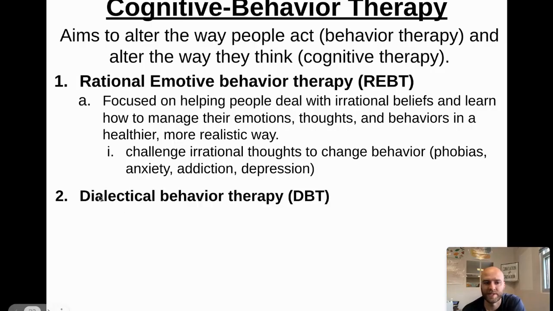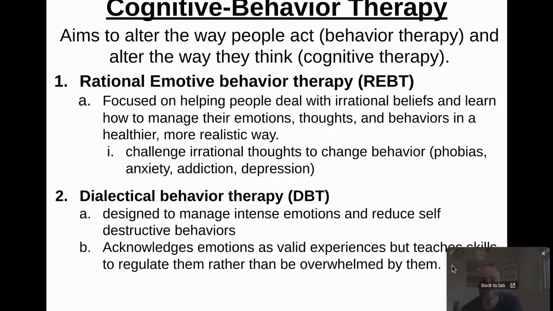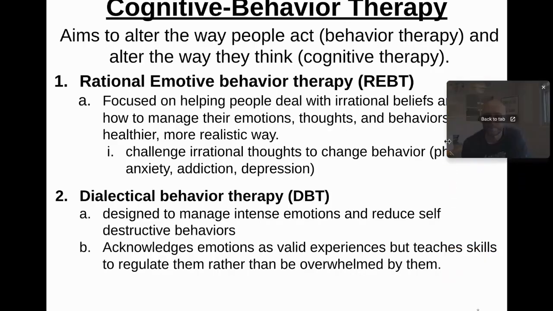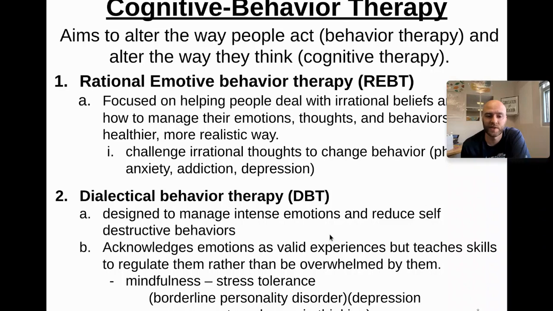The second example is dialectical behavior therapy. And this is designed to manage intense emotions and reduce self-destructive behaviors. Right? It acknowledges that emotions are valid experiences, but it teaches skills to regulate them rather than be overwhelmed by them. Right? So they might teach mindfulness, they might teach stress tolerance, they might teach coping skills.